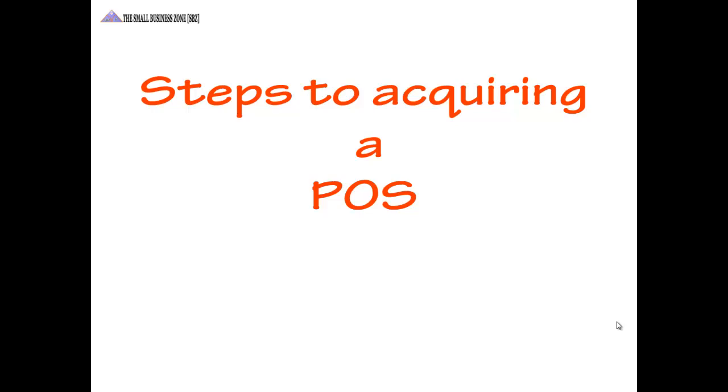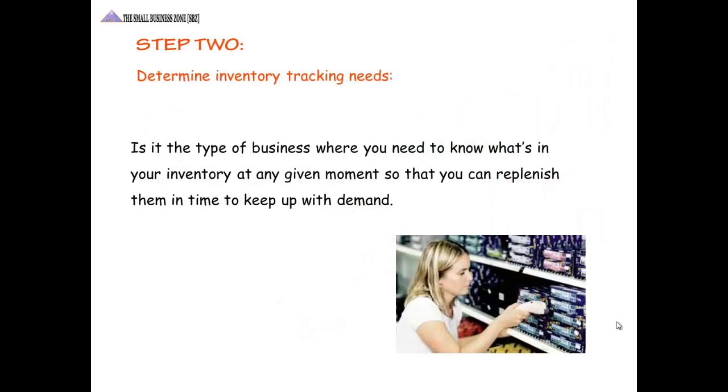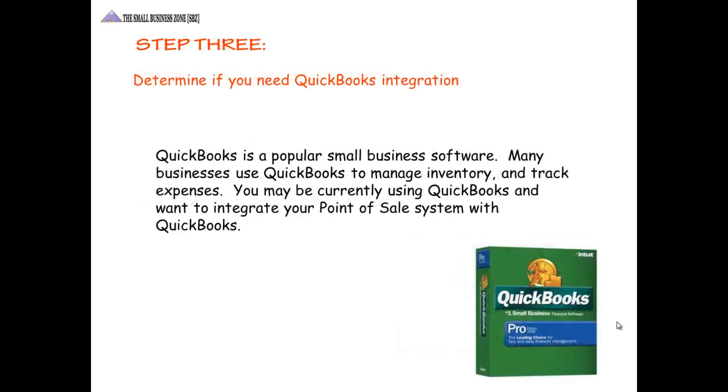So let's take a look at the steps required to get a point of sale system. The first step is determine the type of business that you're in. Again, whether you're in retail, a restaurant, mobile, e-commerce, mail order, hotel lodging, whatever your business is, that's the first step. Step 2, determine your inventory tracking needs. If it's the type of business where you need to know what's in your inventory at any given time so that you can replenish in time to keep up with demands, then you may want your POS system to integrate with your inventory tracking system.